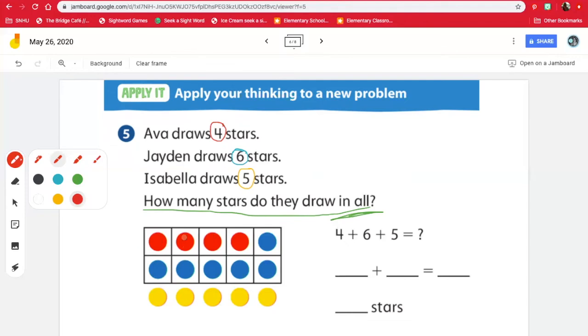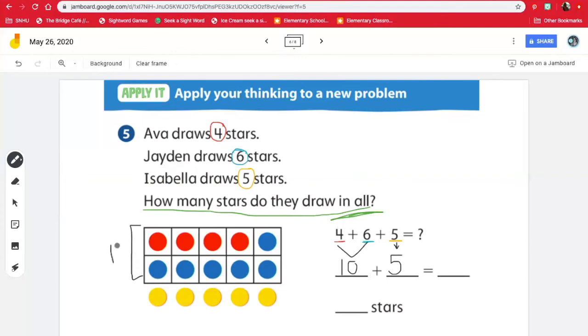So I notice we have 1, 2, 3, 4 red counters. We have 1, 2, 3, 4, 5, 6 blue counters. And notice that the 4 red and the 6 blue make a 10. And we have 5 yellow counters left over. So what's the first thing we want to do? Personally, I think it's easiest to make a 10. So we know the 4 red counters and the 6 blue counters make 10. And we need to add the 5 that's left over. So 10 plus 5. Here we have 10.